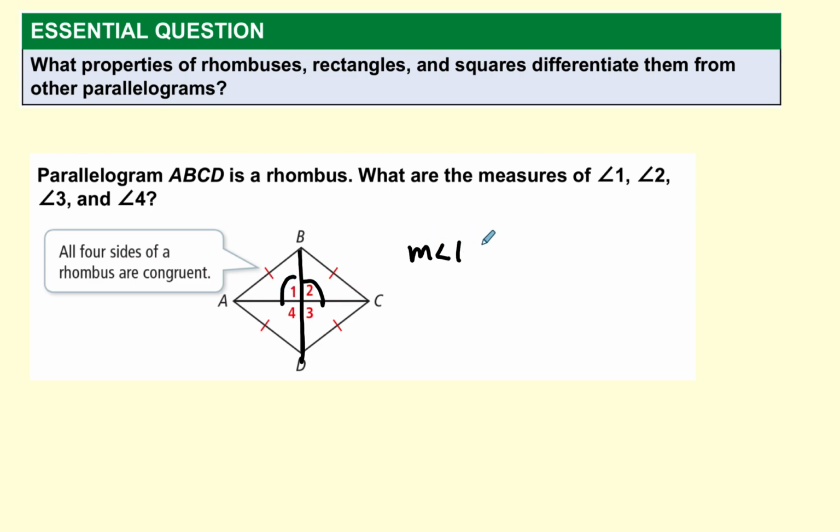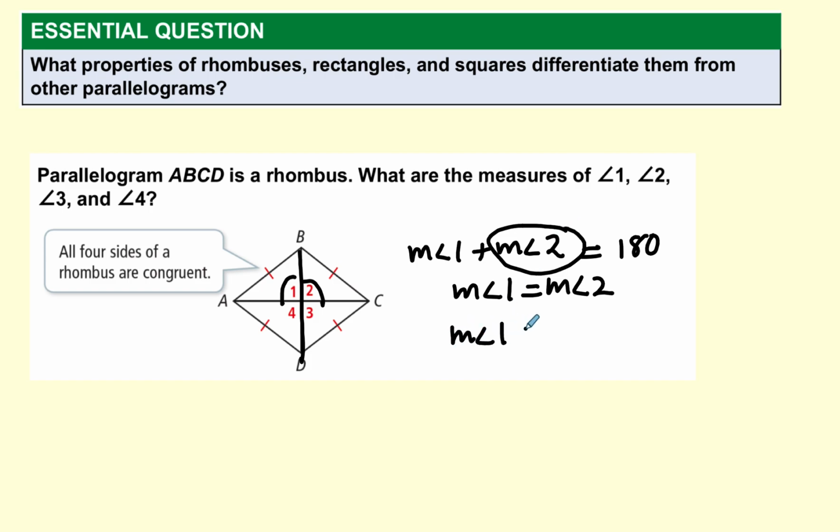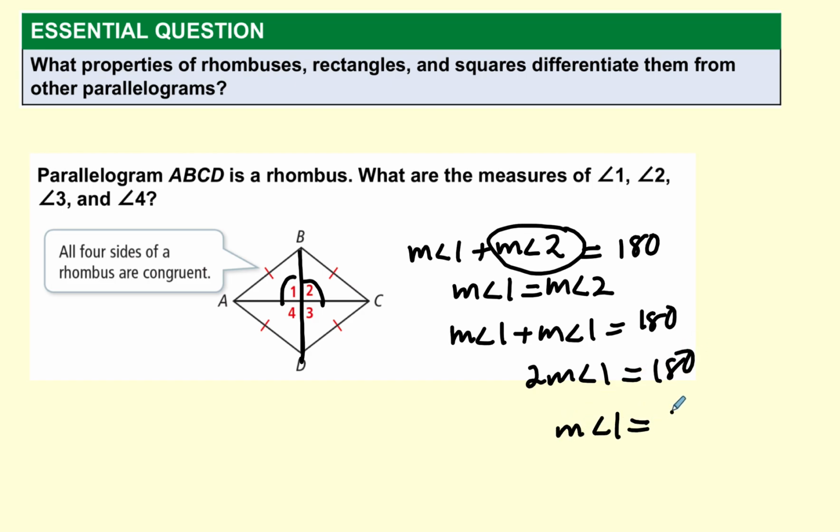So measure of angle 1 plus measure of angle 2 is going to equal 180. But remember, measure of angle 1 and angle 2 are exactly equal to each other. So we could just substitute measure of angle 1 for measure of angle 2, because they're the same. Then we'll have 2 times measure of angle 1 equals 180, and therefore measure of angle 1 equals 90. That's the only way two things add up to 180 and both have to be the same: those angles have to be 90. So these diagonals are making a right angle.